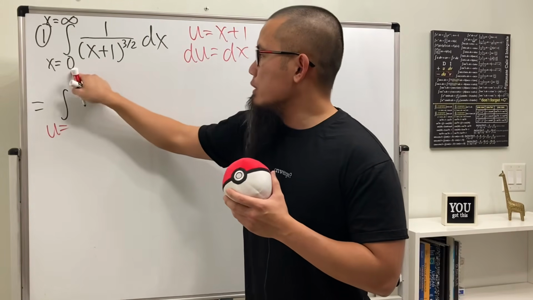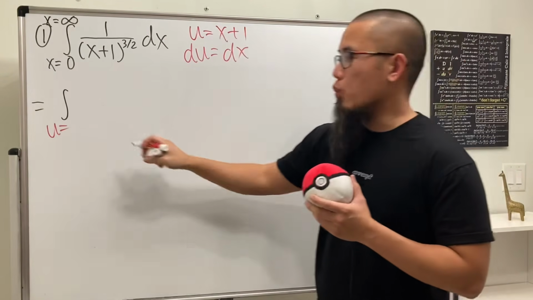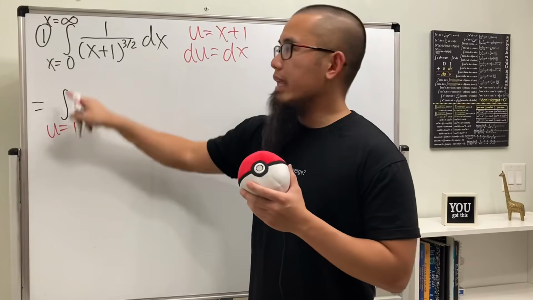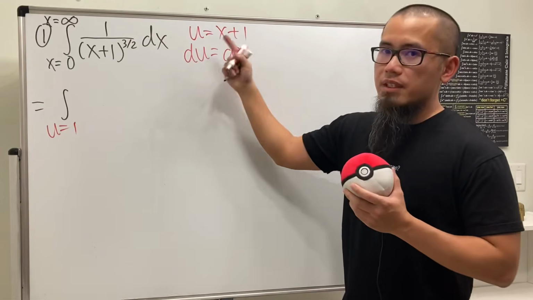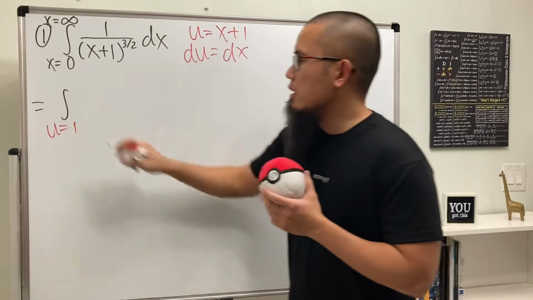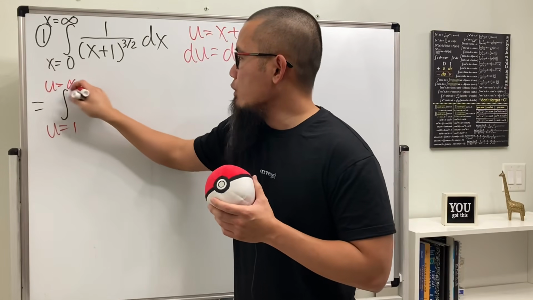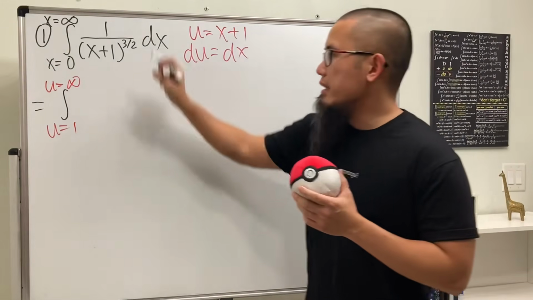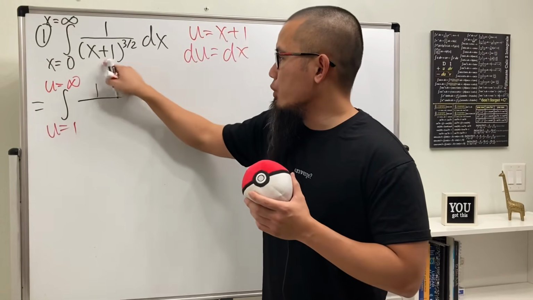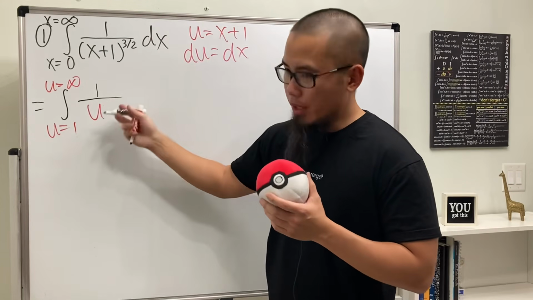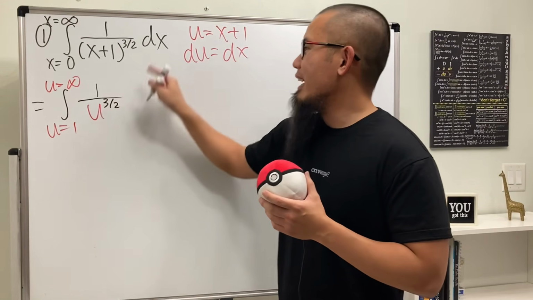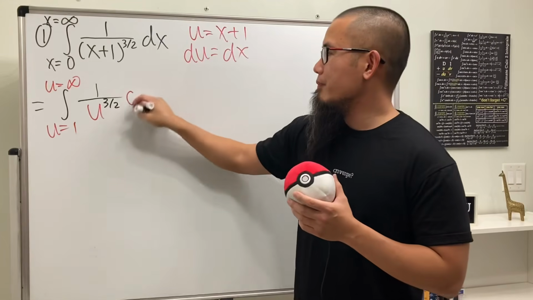Okay, when we put 0 in here, 0 plus 1 is 1. That's for the u. And then when we put infinity here, infinity plus 1 is still infinity. So we'll have 1 to infinity in the u world. And then here we have 1 over u raised to this 3 over 2 power, and then dx is equal to du.